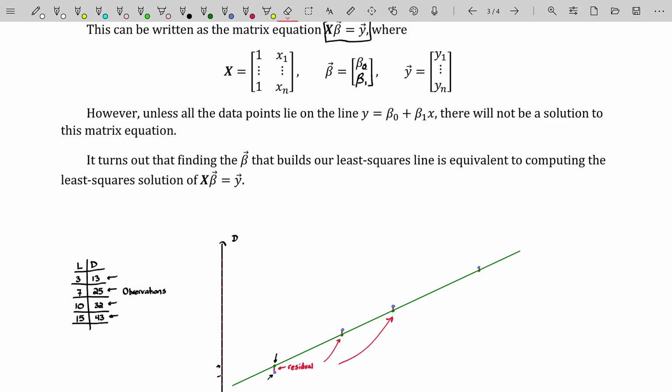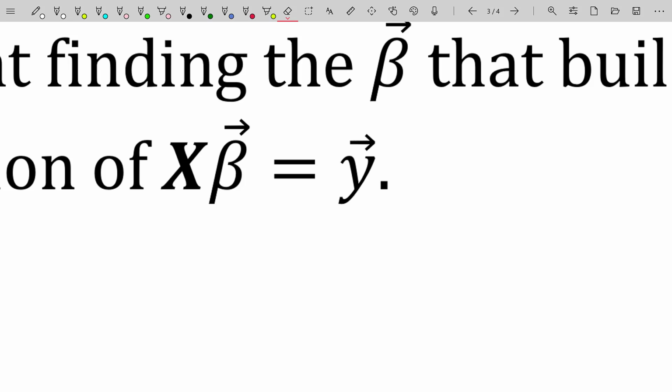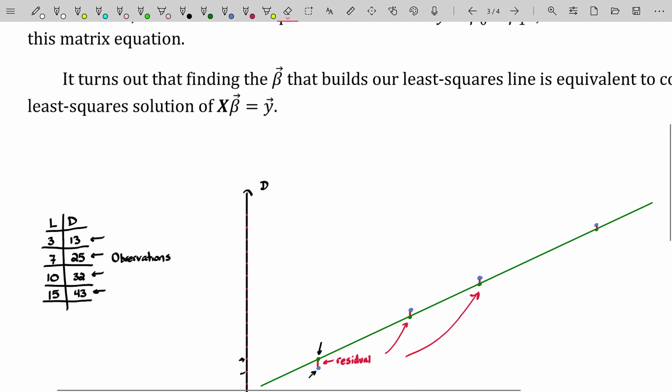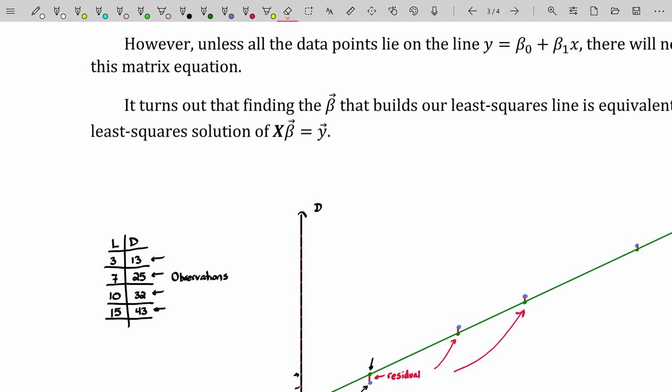However, it turns out that finding the beta that builds our least squares line is going to be equivalent to computing the least squares solution of that matrix equation. In other words, since there's no way to find the exact line here, or the exact vector that will solve this equation, let's get the best possible fit. Let's just find the vector that is the best possible solution without being the exact solution, since there's not an exact solution.